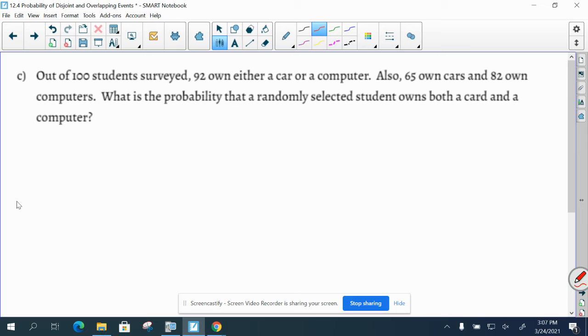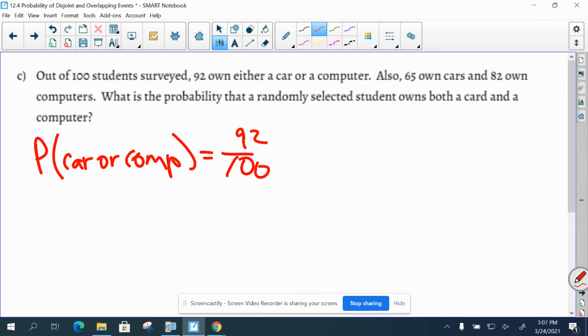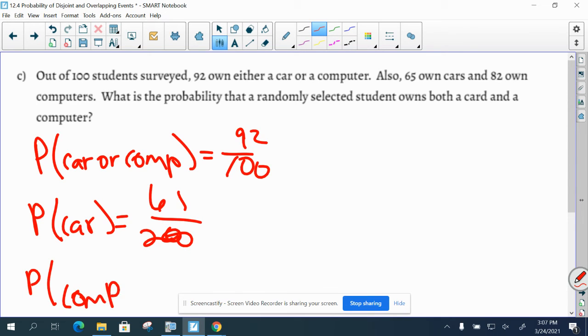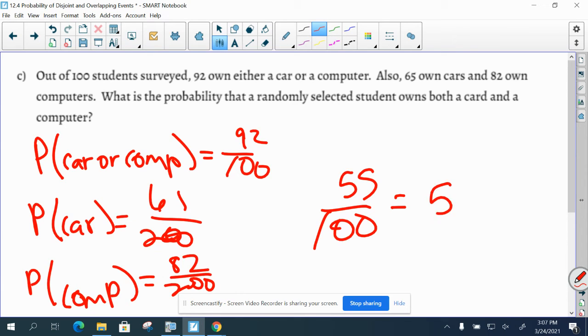All right, and then a very similar example. I'll let you guys try this one yourself. 200 students surveyed, 92 owned either a car or a computer. So the probability of car or computer is 92 out of 100. And then the probability of owning a car is 65 over 200. The probability of owning a computer would be 82 out of 200. So there are a lot of kids who own both. So once again, you would just add up these two and subtract them from 92, and you get 55 out of 100, which is 55%.